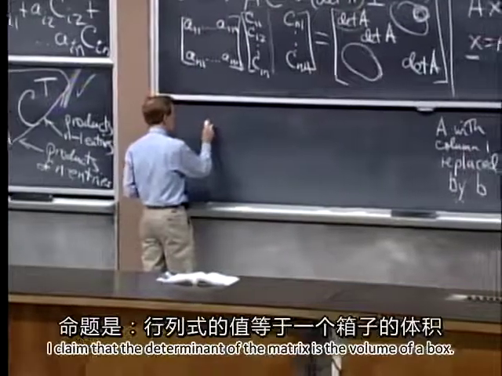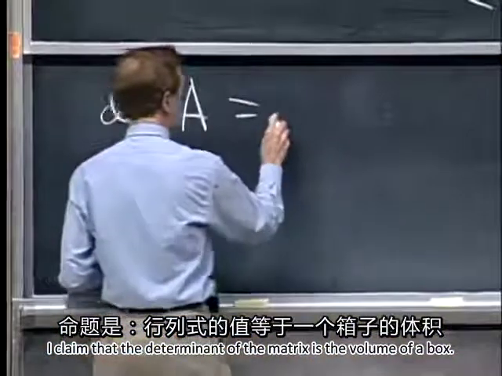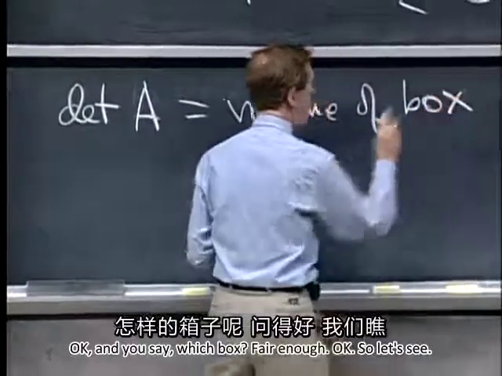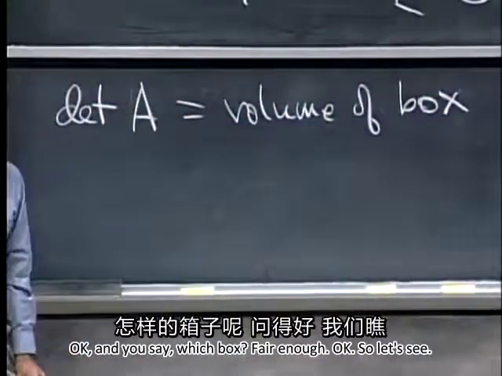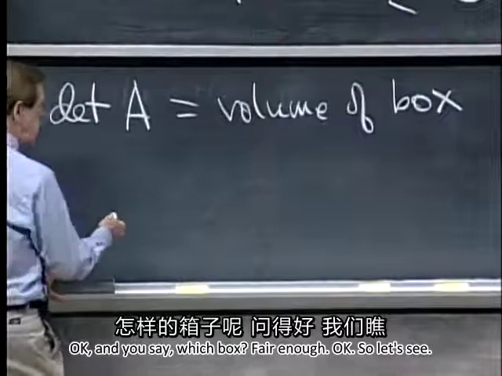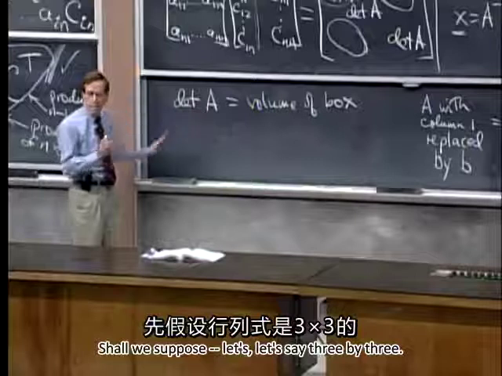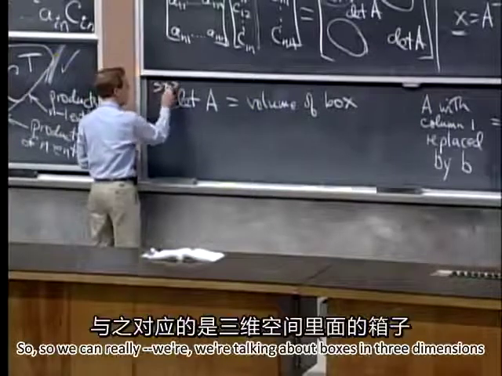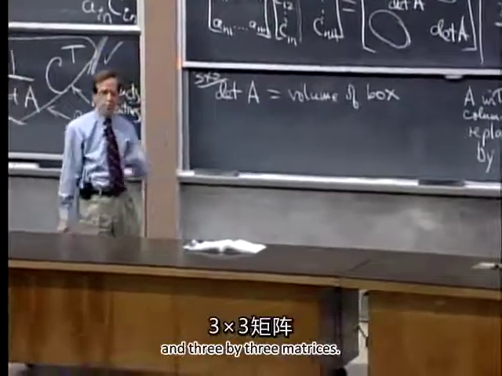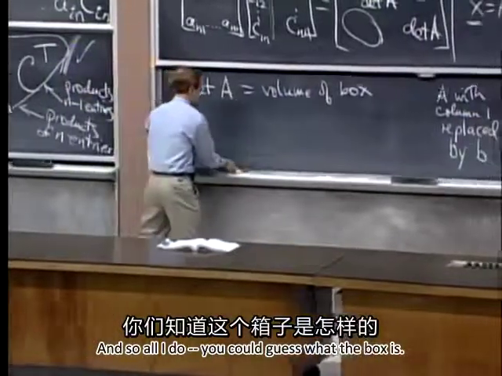Or claim? I claim that the determinant of the matrix is the volume of a box. Okay, and you say, which box? Fair enough. Okay. So, let's see. Shall we suppose we're in 3 by 3, so we're talking about boxes in 3 dimensions and 3 by 3 matrices. And so all I do, you could guess what the box is.